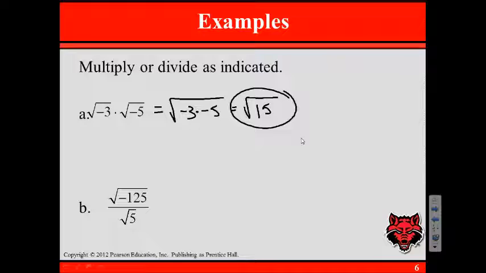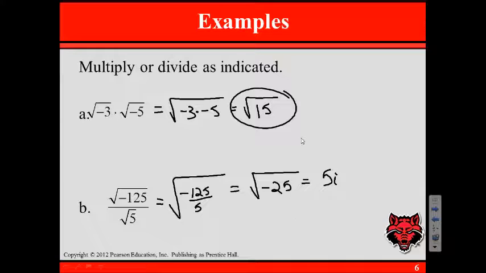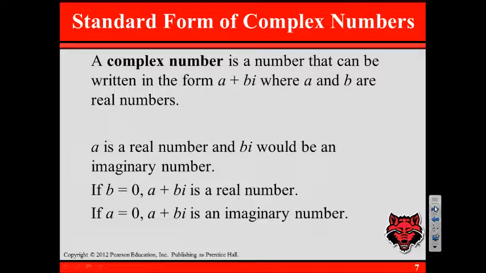In the second example, if we use the quotient rule, we can rewrite this as the square root of negative 125 over 5. If we divide underneath the square root, we have the square root of negative 25, and as we saw earlier, that would become 5i. Now let's talk about complex numbers.